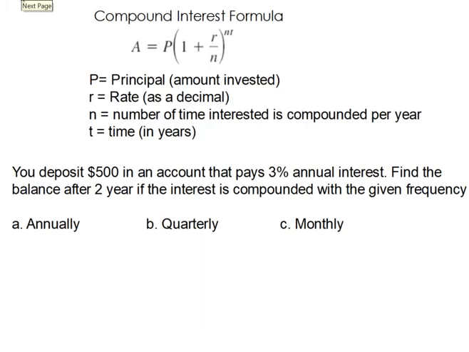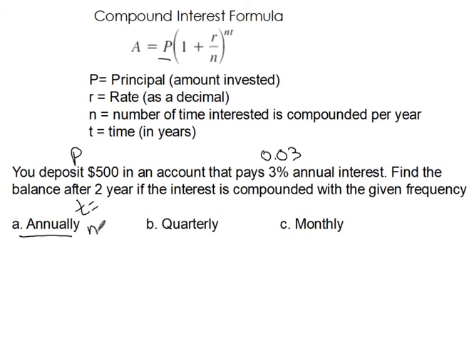This one is particular to just interest and compounding interest. You've got P for principal, that's the amount that's invested. R is going to be your rate as a decimal. N is the number of times that it's compounded per year. And T is going to be your time in years. So here we've got our principal of $500 goes into an account that pays out at 3%. We're going to find the balance after 2 years, so time is going to be 2. And we're going to figure out what that looks like after different types of intervals of n.